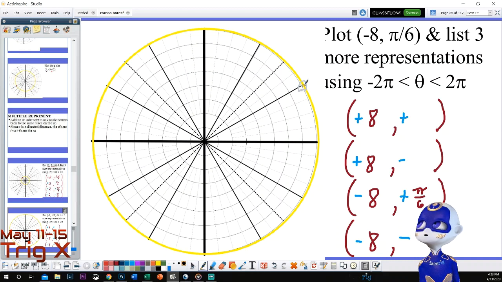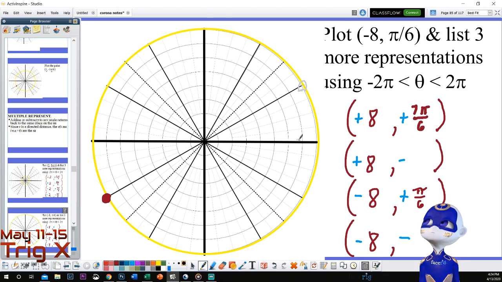So I started there, that was my angle, but the negative 8 tells me don't put it there, put it way over here on the other side. That's where our point really exists. Okay with that? All right, now we have to find all the ways to get to that point from here. Now let's just start with positive, positive, because that's going to be the easiest. So from here, I'm going to go 1, 2, 3, 4, 5, 6, 7 pi over 6.